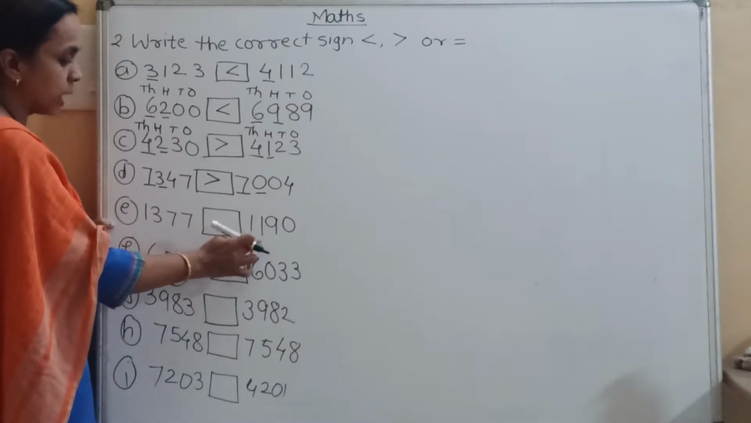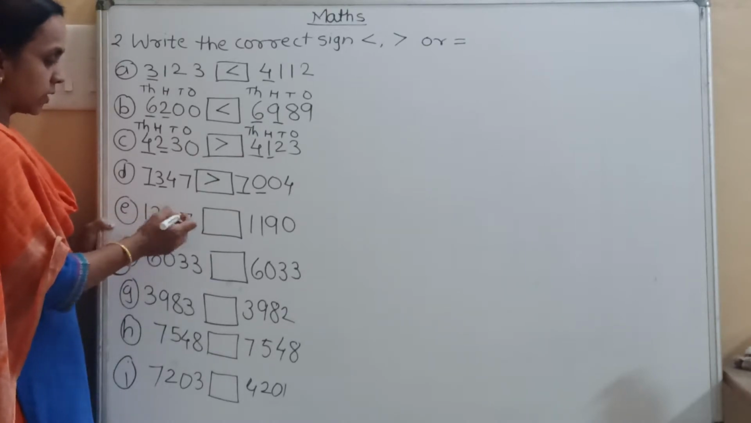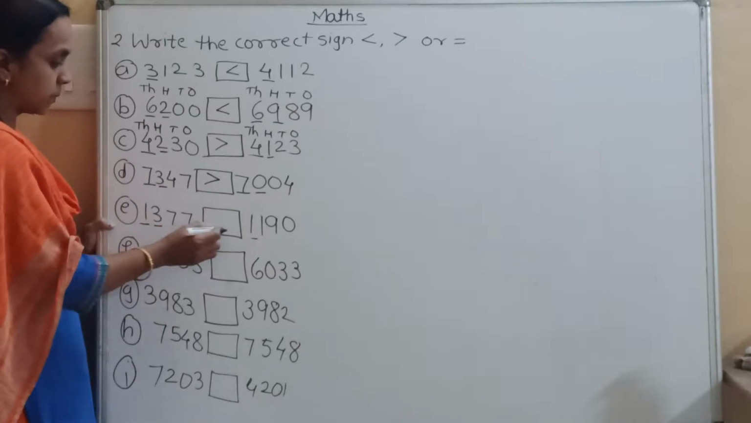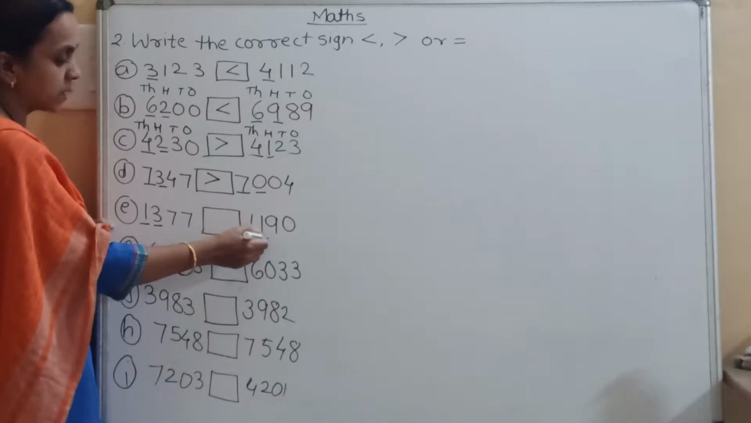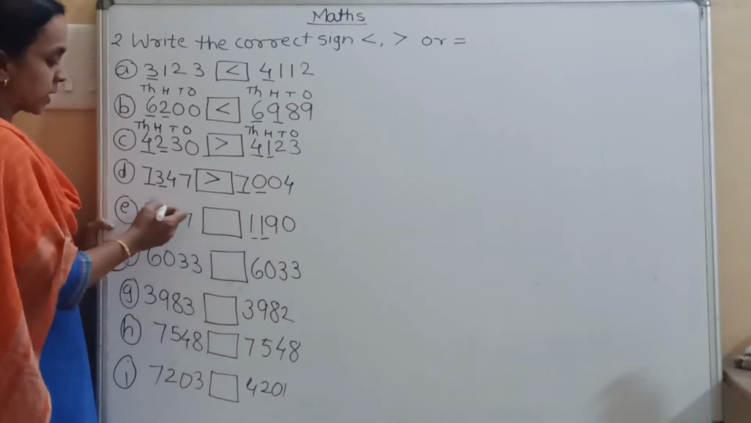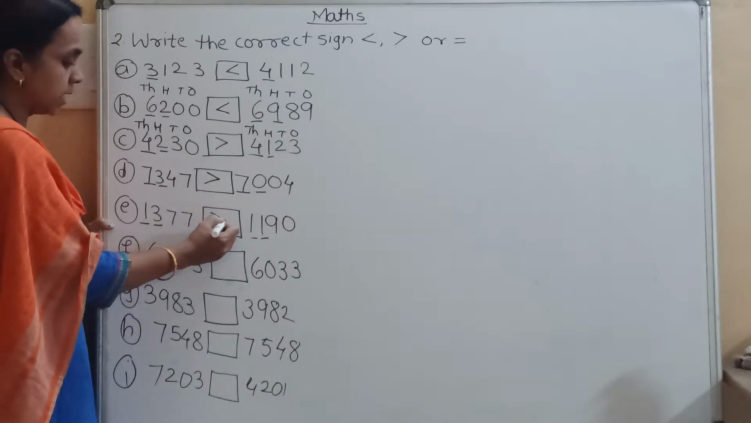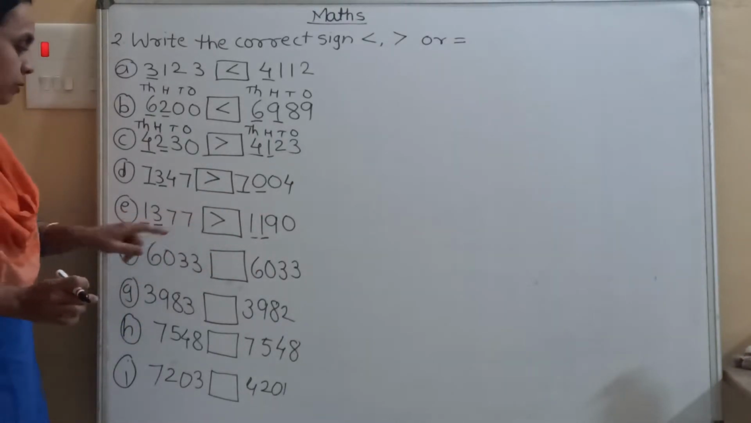Okay. Now see E question. 1377 and 1190. Now see, the thousands place is the same. Now see the hundreds place. In the hundreds place 3 is given, here in the hundreds place 1 is given. So 3 is bigger than 1. So 1377 is bigger than 1190 number. So give this sign.